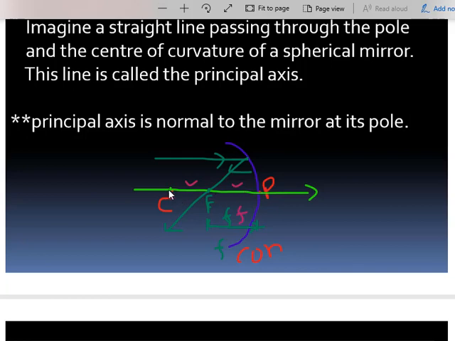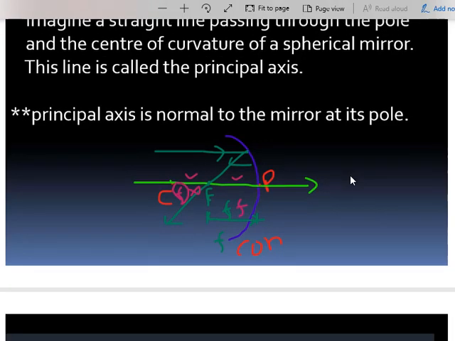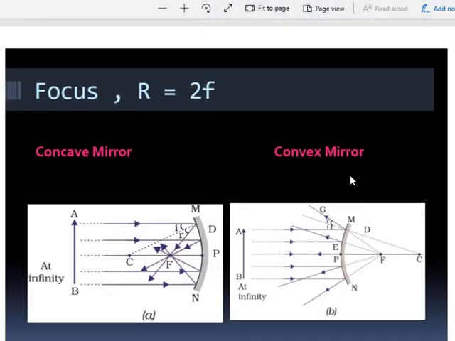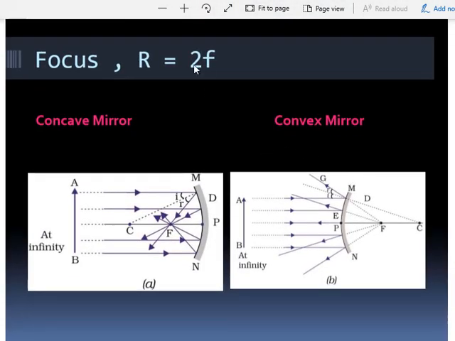Okay, but here the distance between F and C, that is focus and center of curvature, is not considered as focal length. Okay, remember this one. Focal length is always considered as the distance between focus and pole. Now, radius of curvature is equal to 2 into focal length.